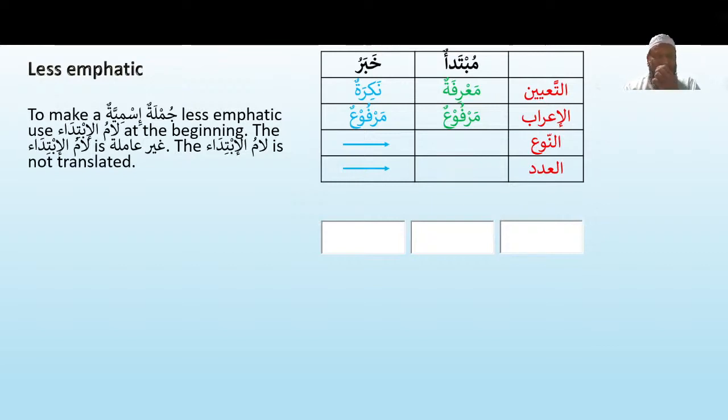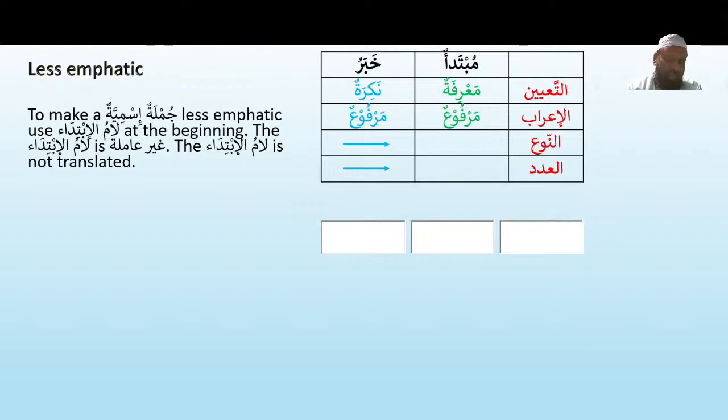To make a jumla isma less emphatic, use lamul ibtida at the beginning. Lamul ibtida at the beginning. The lamul ibtida is غير عاملة. That means it doesn't do anything to the jumla. No change. It is غير عاملة. The lamul ibtida is not translated.